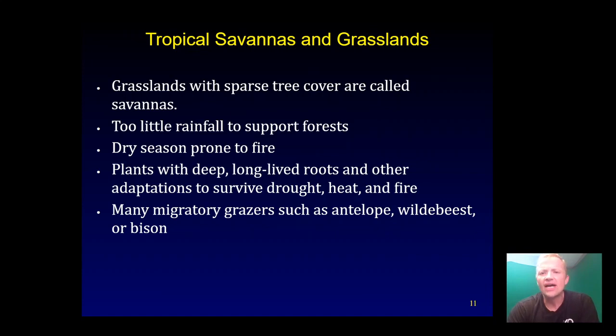Tropical savannas and grasslands are the next big one. Grasslands with sparse tree cover are called savannas. So think of the plains of Africa, where you envision groups of lions, herds of elephant and wildebeest, right? This is a tropical savanna or grassland.